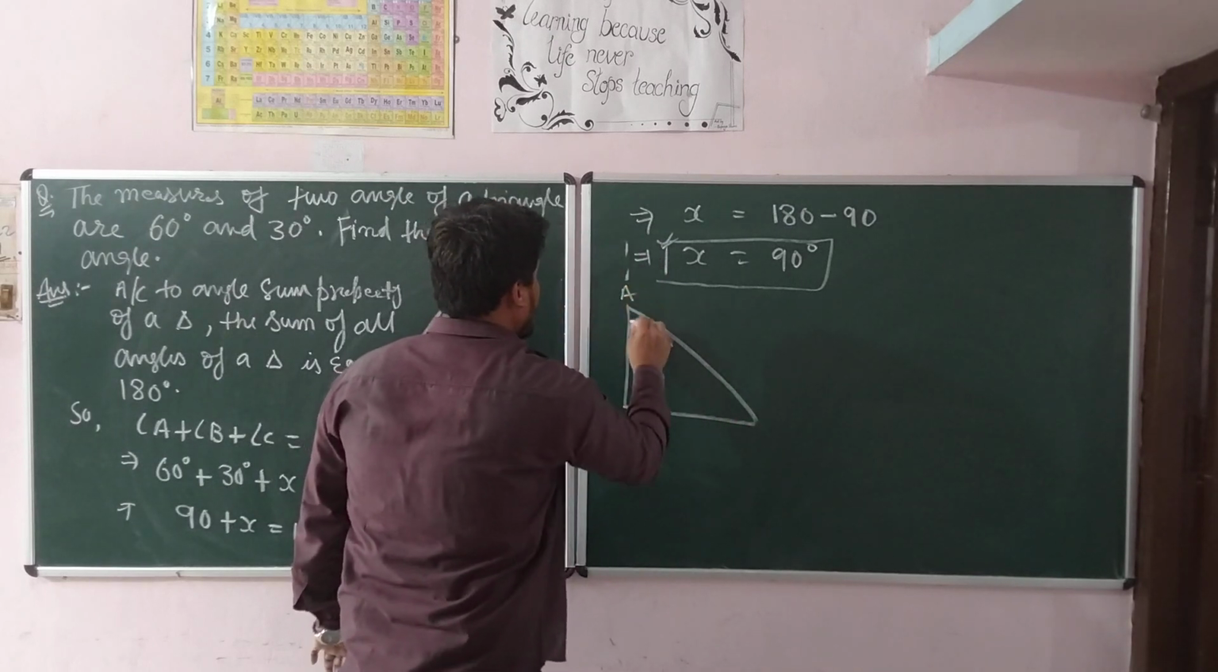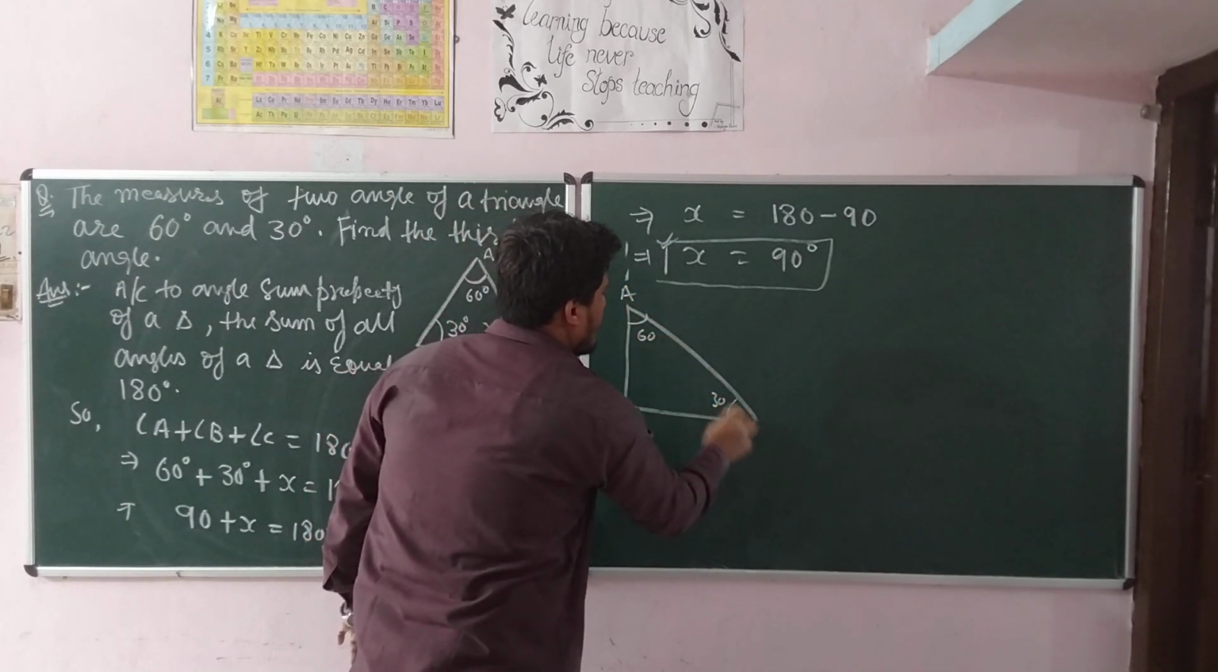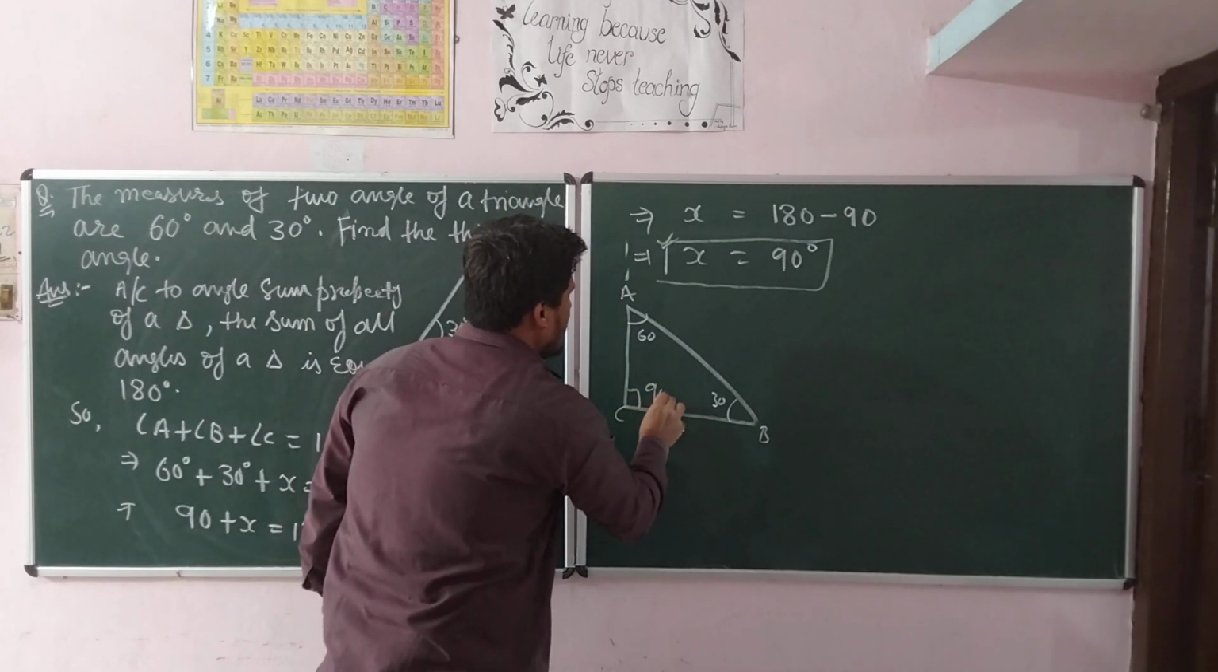This is angle A, that is 60 degrees, that is 30 degrees. Now what is angle C? That is 90.